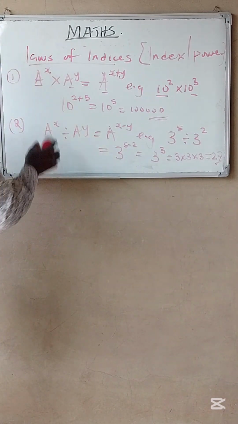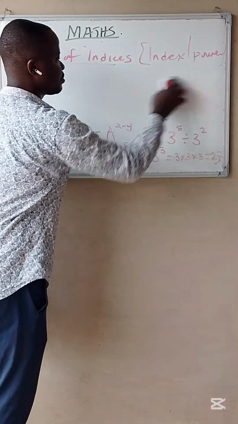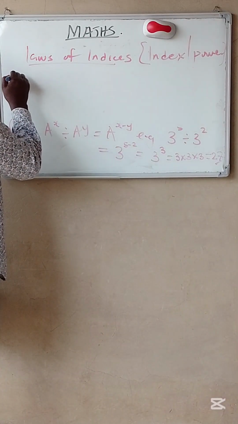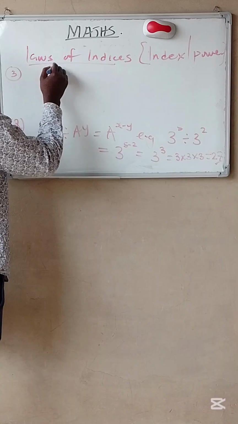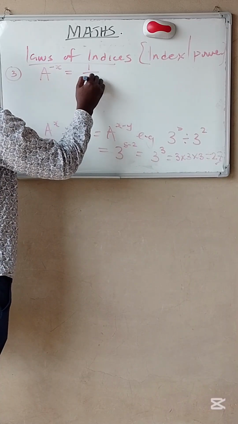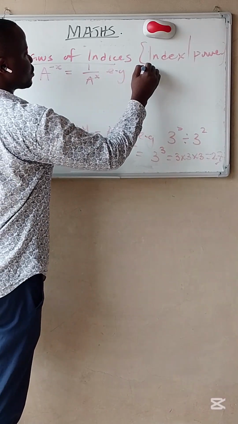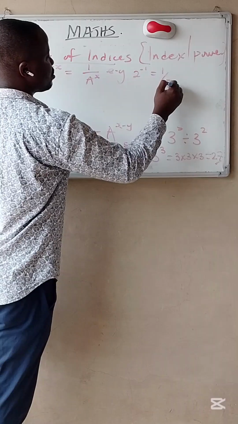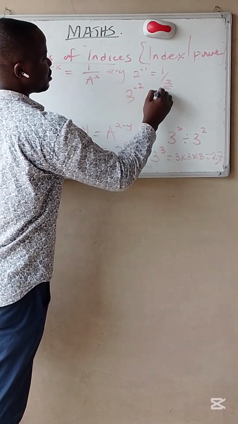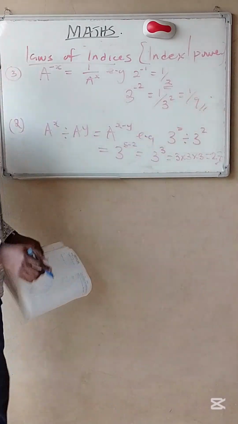Let's look at the third law, which states that a raised to power minus x is equal to 1 over a raised to power x. So if you see something like 2 raised to power minus 1, this is the same thing as 1 over 2. Or if you see 3 raised to power minus 2, it is the same thing as 1 over 3 raised to power 2, which is 1 over 9. It's as simple as that.